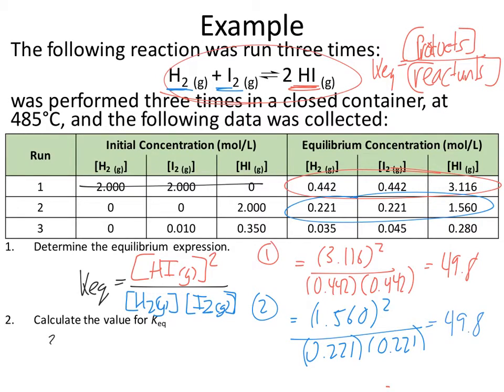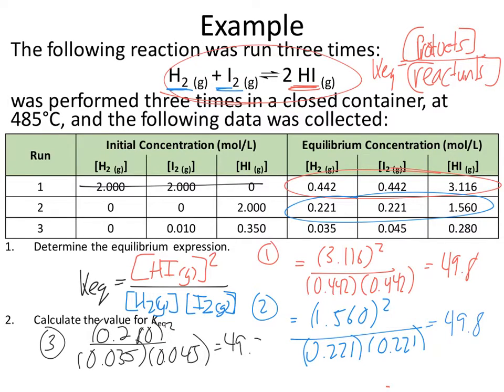Finally, if we do the third trial, or the values for the third trial, we have 0.280, and that's again squared, divided by 0.035 multiplied by 0.045. Now if we do this, again, we get 49.8. So what this is showing us is that the value of K is the same, assuming that the temperature is the same, even though we might have different starting values.